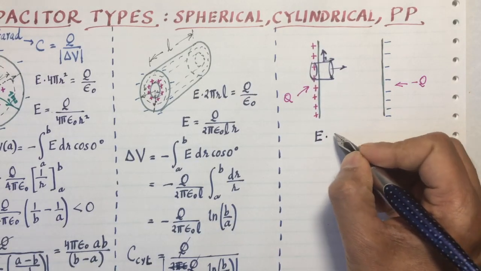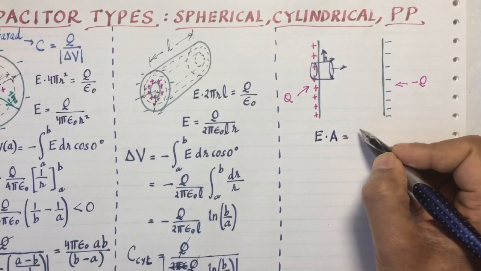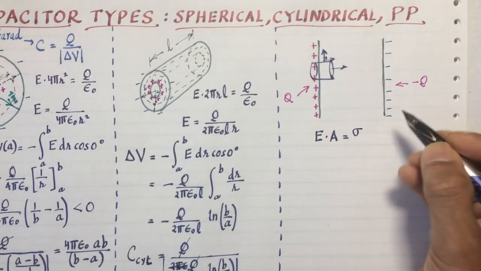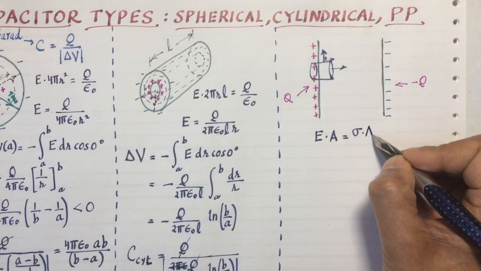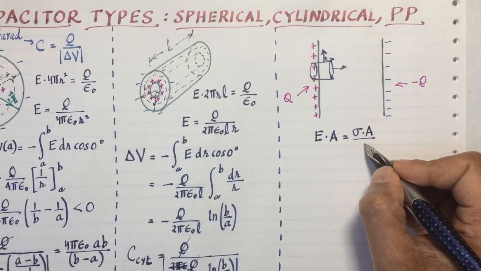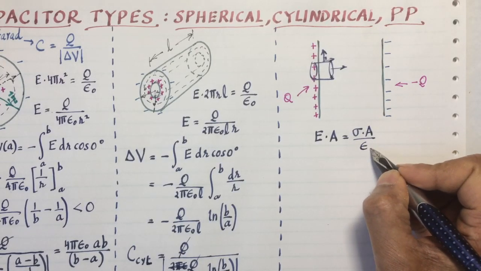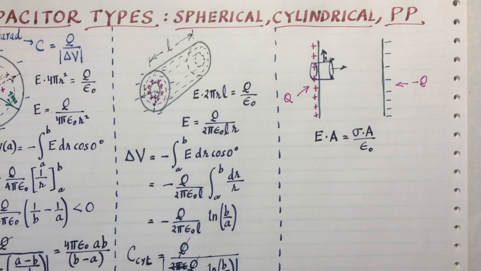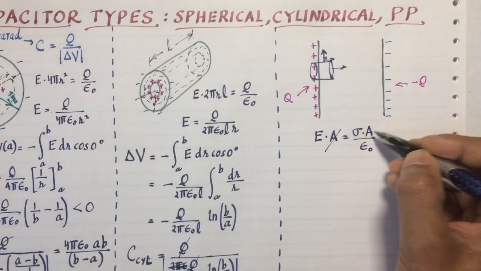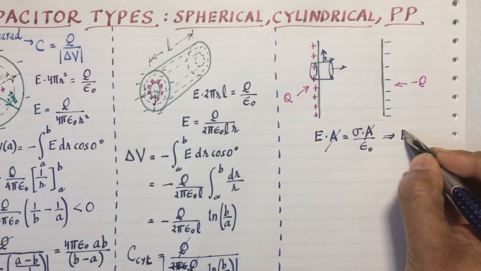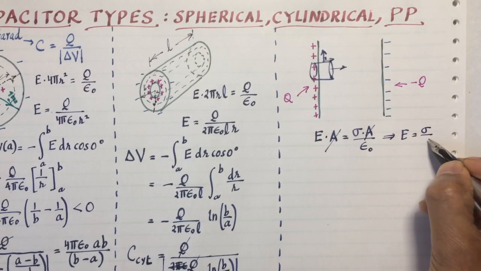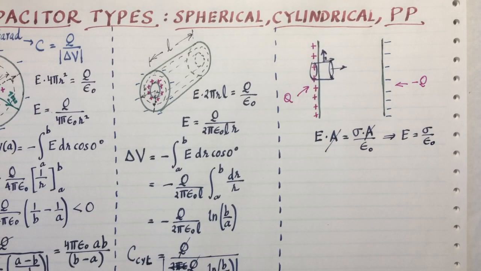So when you do E times A, I will get sigma times the area upon epsilon naught. That is the way we do this. So electric field in between the plates is just sigma over epsilon naught. Now once you have that, let's find the voltage difference.